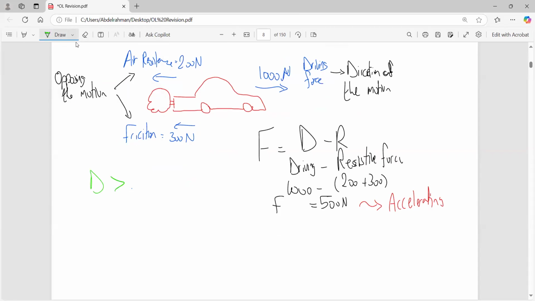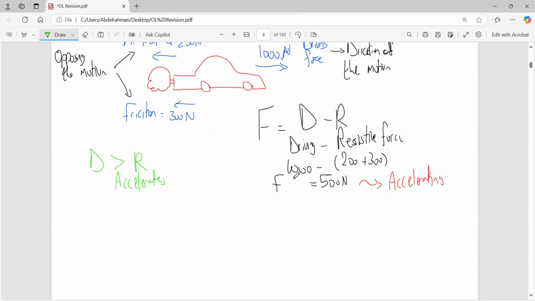Whenever the driving force is greater than the resistive forces, what happens to the car or the object? It accelerates. Right? It accelerates. Okay, what if it was the other way around? What if the resistive forces were greater than the driving force?